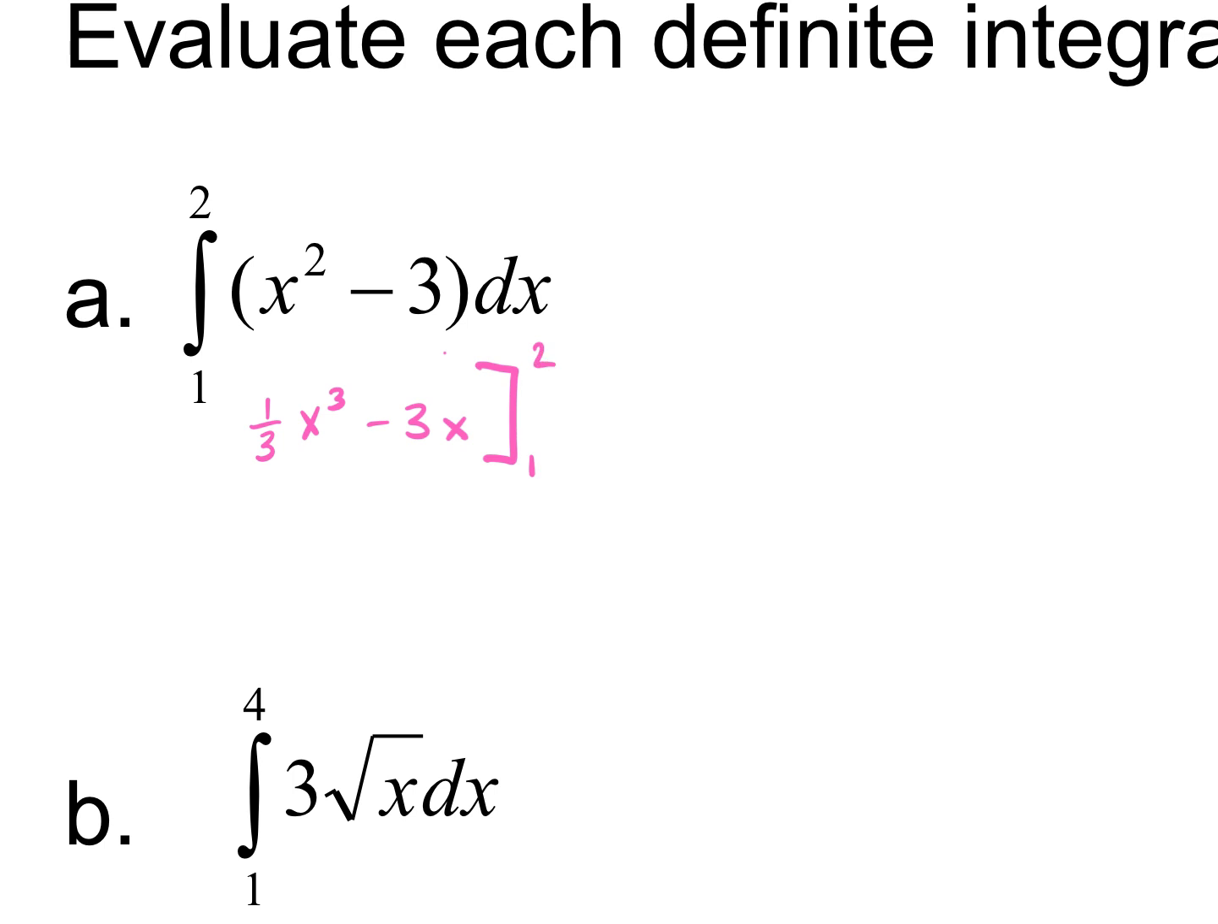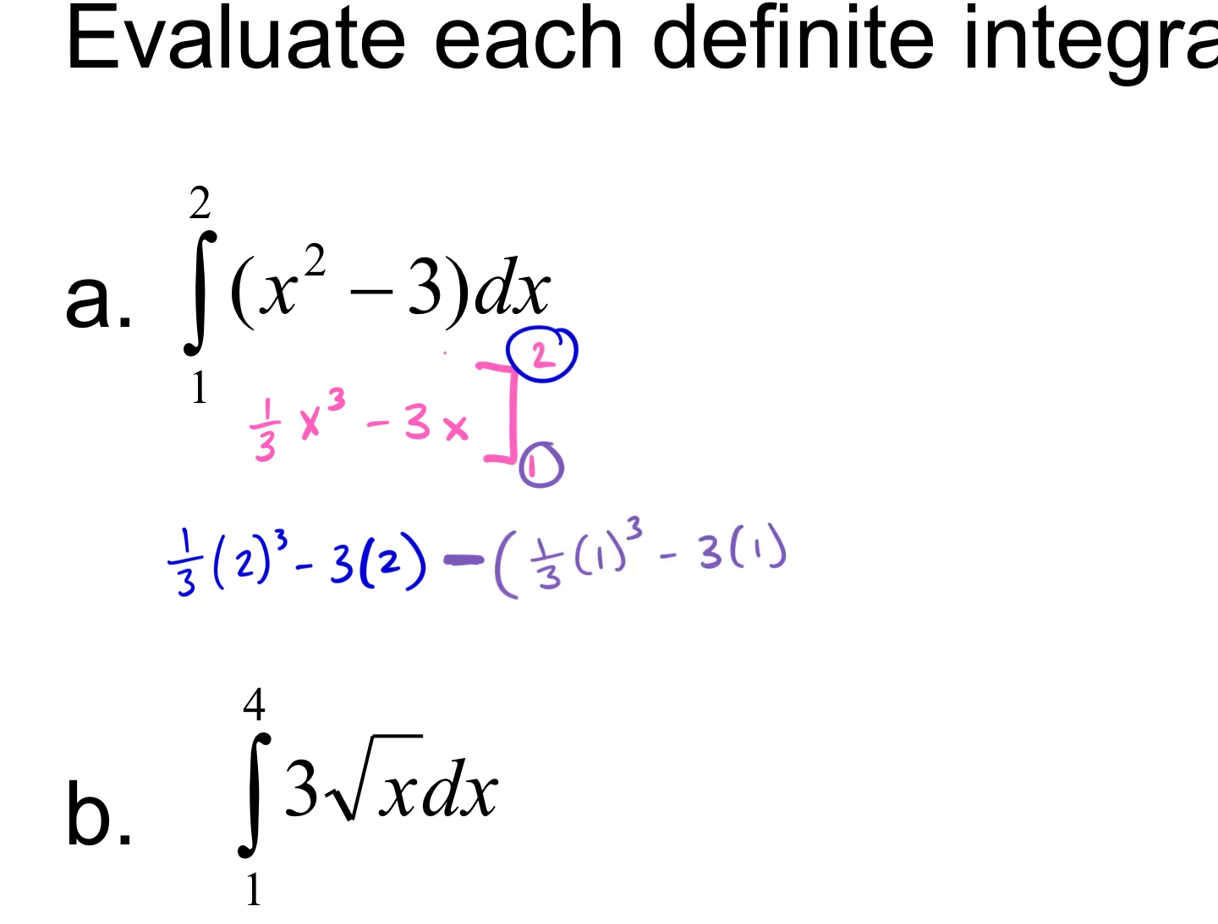We're going to plug in 2 first. So I have 1/3 times 2 cubed minus 3 times 2. And then minus, now I'm going to plug in 1. So 1/3 times 1 cubed minus 3 times 1. So this here is our f of b, and this part here is our f of a. We always subtract b minus a.